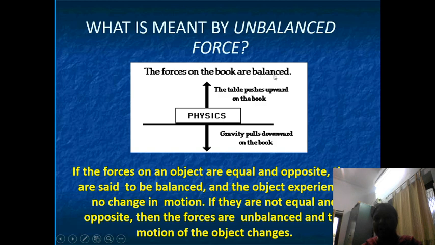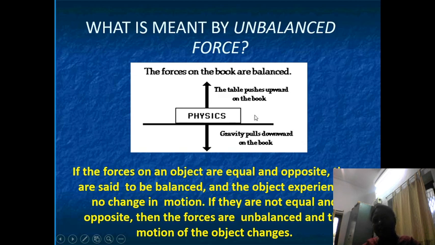So the forces on the book are balanced. Gravity is pulling down, the table is pushing up, so both forces are balanced. Hence the book is not moving; it doesn't have any movement. For this book to move, either the force applied by the table should be more, or the force applied by gravity should be more.